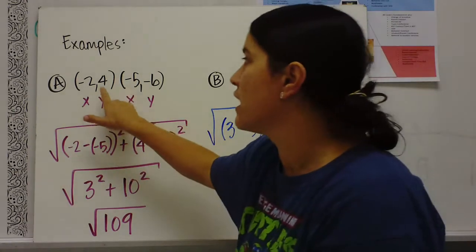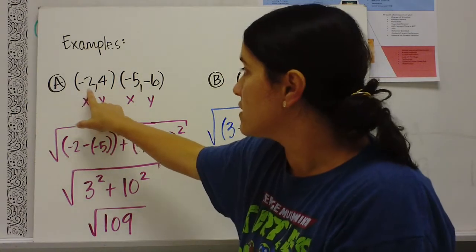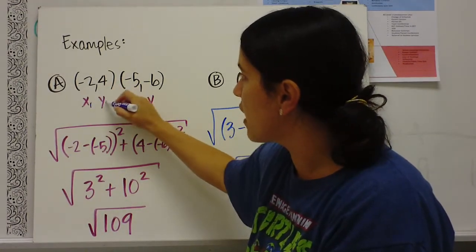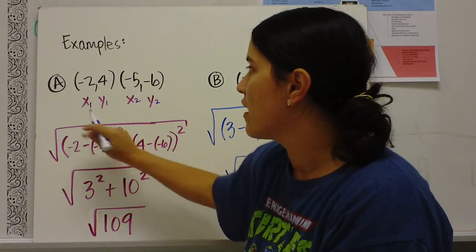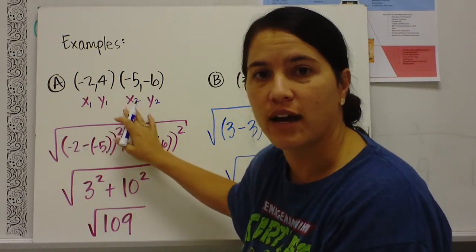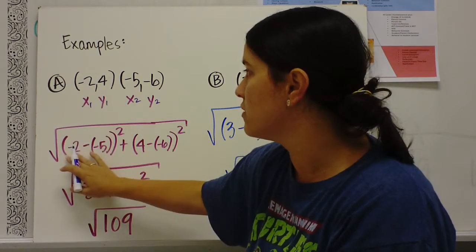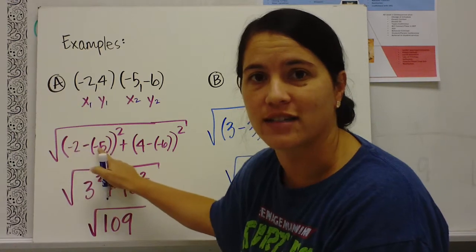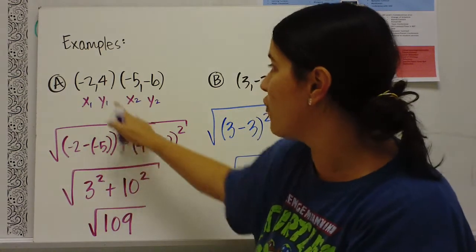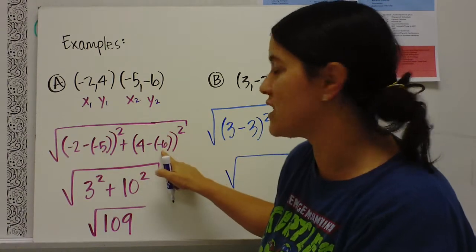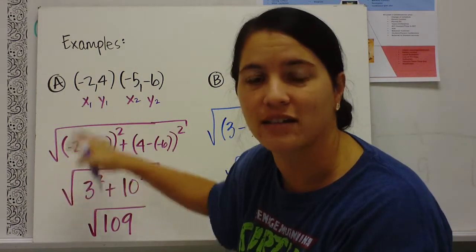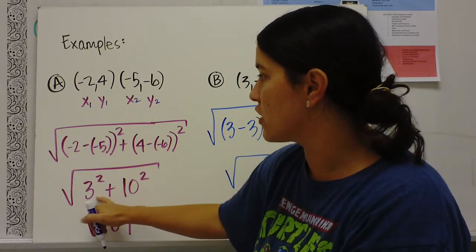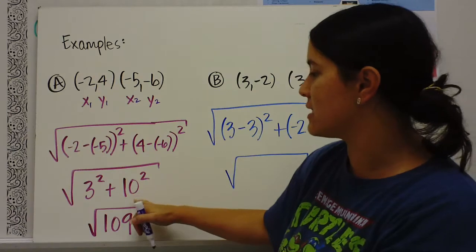Alright, so here are some examples. In this first example, just to make it easier, we're going to label the points x1, y1, x2, y2. So I put my x1 and my x2 in together: negative 2 minus negative 5. You see it right here, my x minus x, negative 2 minus negative 5, and then my y, 4 minus negative 6. All I've done is put in my x minus x and my y minus y. Negative 2 minus negative 5 is 3, and 4 minus negative 6 is 10.